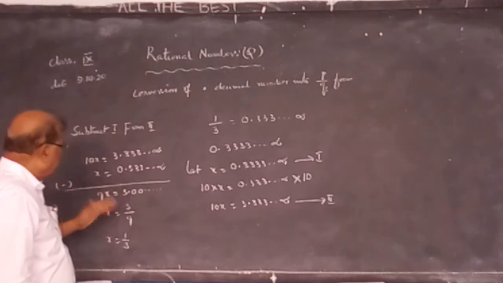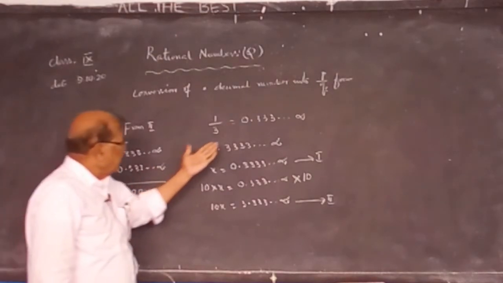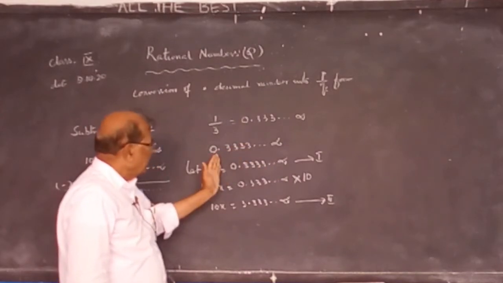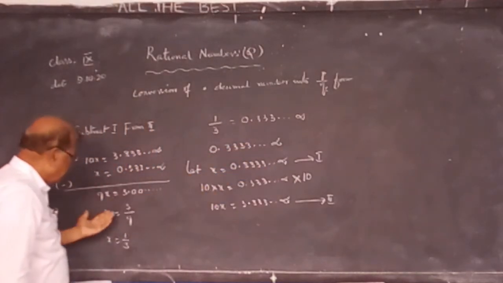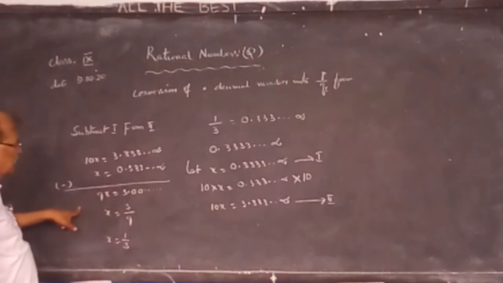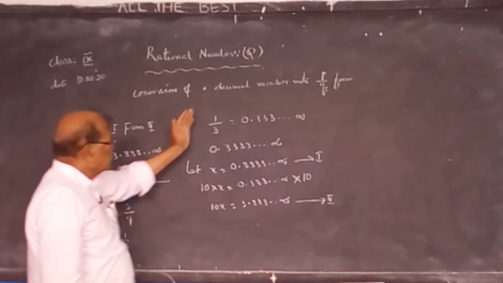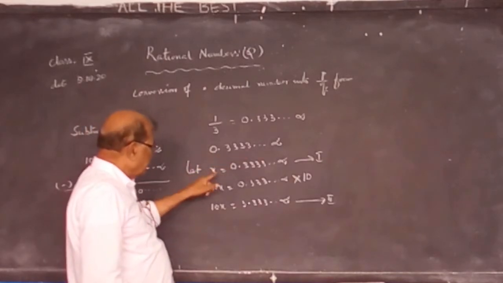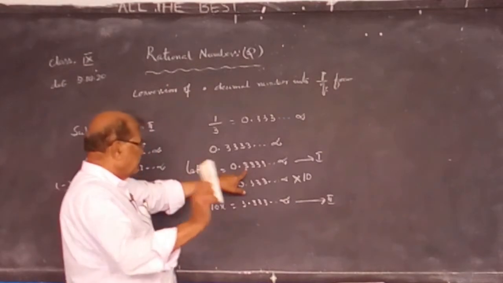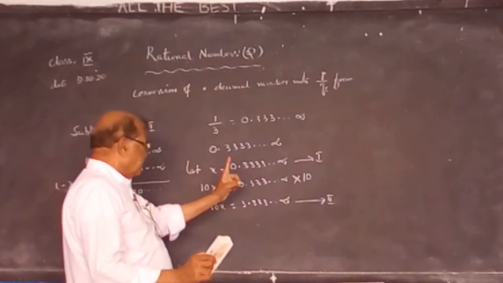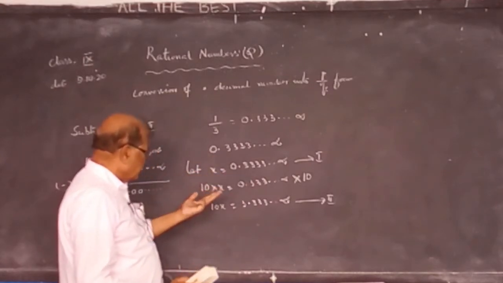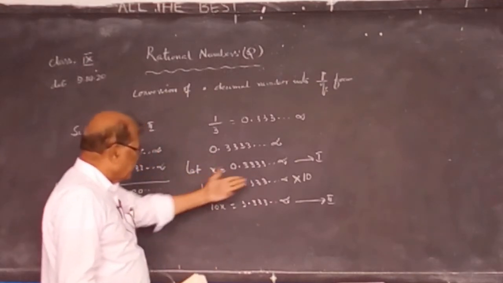So when you are given a decimal number which is non-terminating and recurring, this is the way of converting it into the form of P by Q. What did we do? We supposed this decimal value as x. How many digits are recurring? Only one digit is recurring, so take only 10. If there are 2, take 100. If there are 3, take 1000. So multiply with 10 on both sides.